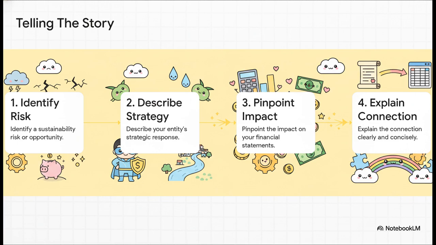1. Identify the risk or opportunity. 2. Explain what you're doing about it, your strategic response. 3. Show where it hits your financials. And 4. Make that connection crystal clear. This process is what builds that essential bridge between your story and your numbers.